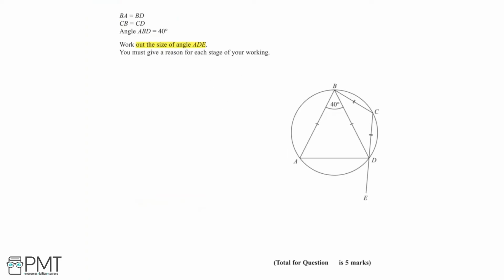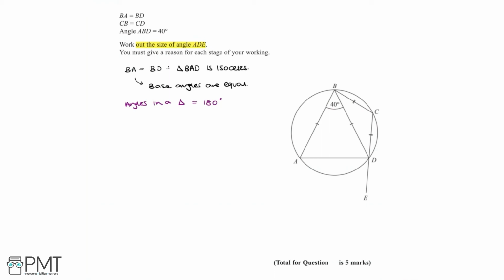Now let's start by looking at triangle BAD. We know that the line BA is equal to the line BD, and so we can say that triangle BAD is isosceles. Now in an isosceles triangle, we know that the base angles are equal. We also know that angles in a triangle add up to 180 degrees. Now if the base angles are equal, angle BAD is equal to angle BDA.